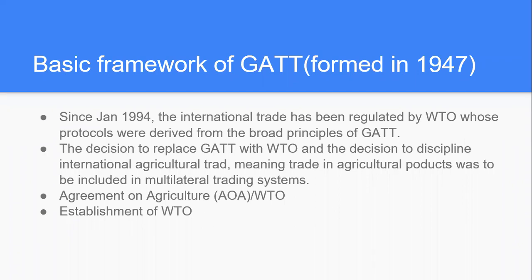Now, the basic framework of GATT was formed in 1947, before the formation of WTO. Okay. Now, since January 1995, international trade has been regulated by the World Trade Organization, whose protocols they derive from GATT. What I mean by GATT is General Agreement on Tariffs and Trade. Okay. Now, WTO derives its principles from GATT. Okay.